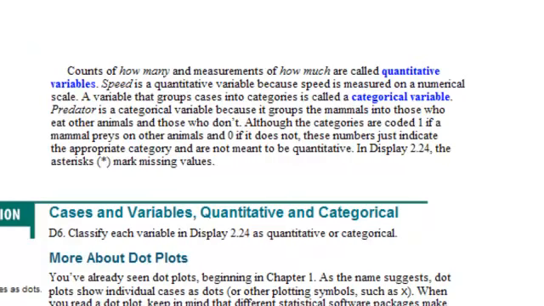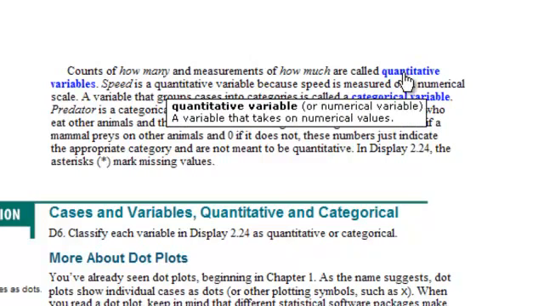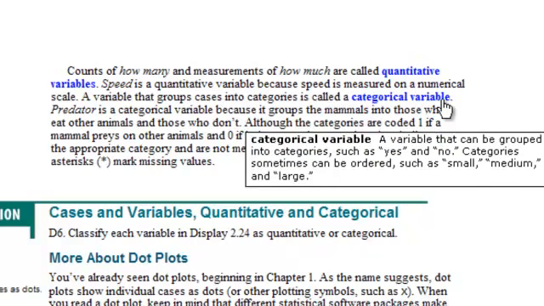I don't know if we're going to get it to work today. Hey, there we go. So you've got the definitions here: quantitative variable or numerical variable, a variable that takes on numerical values, versus categorical. Here it says a variable that can be grouped into 2 categories, such as yes or no. Notice it can also be ordered such as small, medium, and large. It doesn't have to just be 2 categories. It could be 3 or 4. It doesn't really matter. But it's non-numerical in nature.